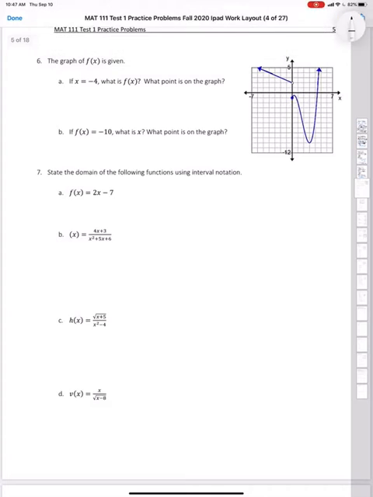Equals 6, it gives us the graph of a function. It says the graph of f of x is given. In part A, it says if x equals -4, what is f of x? What is the point on that graph?